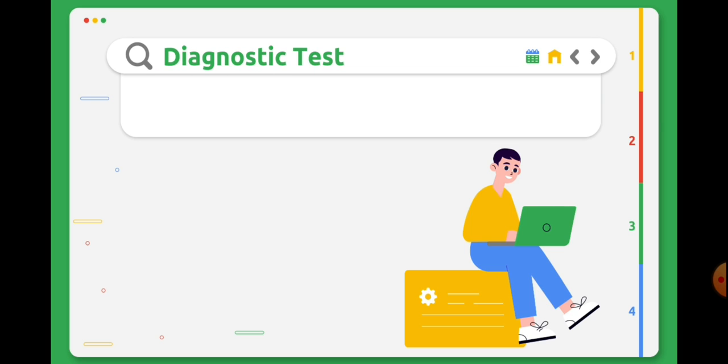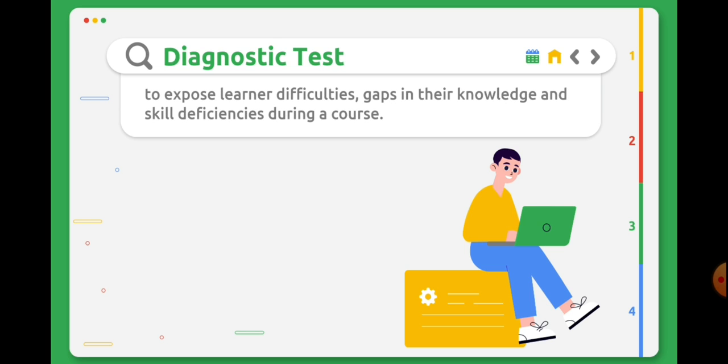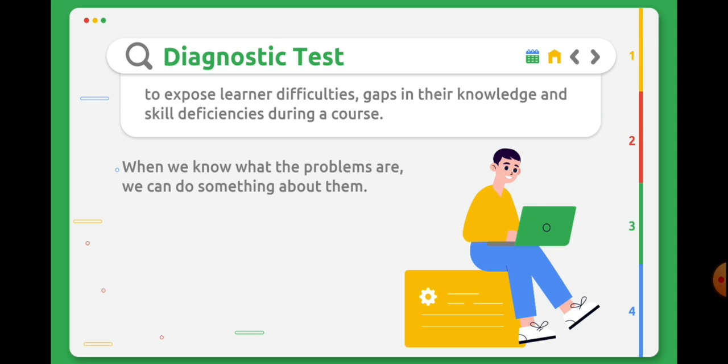The second one is the diagnostic test. It is to expose learner difficulties, gaps in their knowledge, and skill deficiencies during a course. When we know what the problems are, we can do something about them.